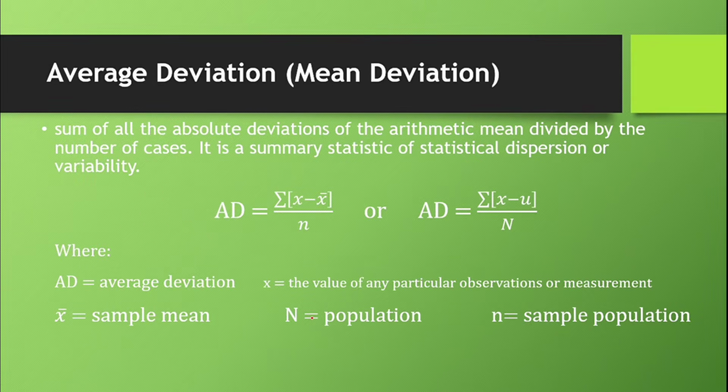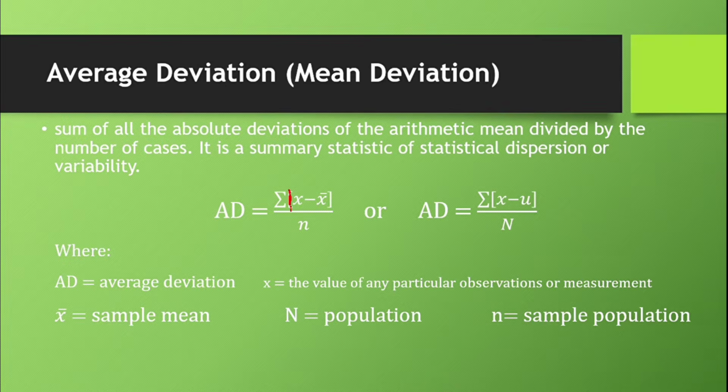So the next measure of dispersion is the average deviation, or the mean deviation. It is the sum of all absolute deviations from the arithmetic mean divided by the number of cases. It is a summary statistic of statistical dispersion or variability.